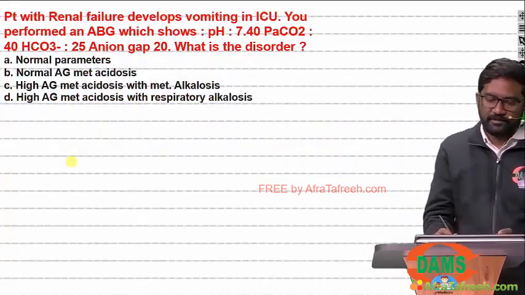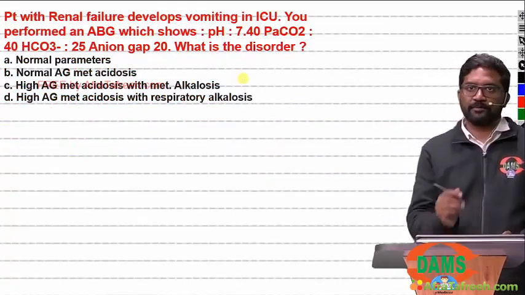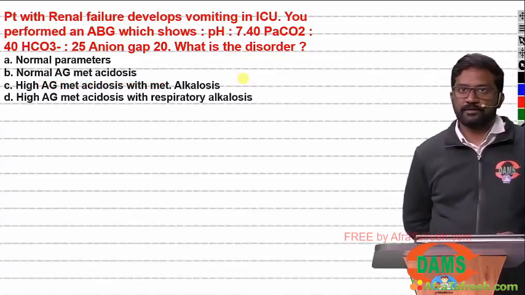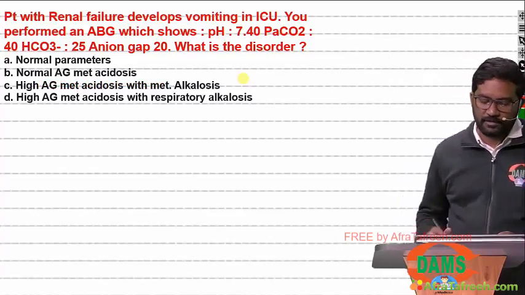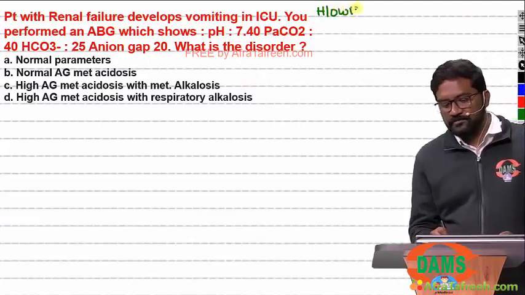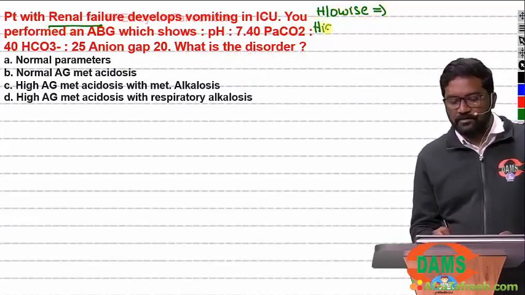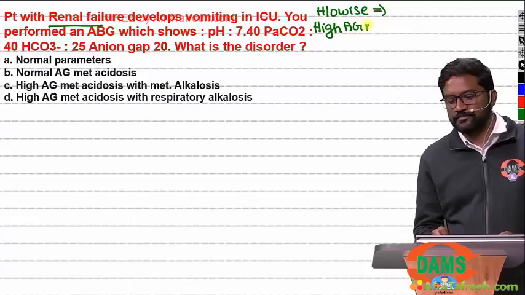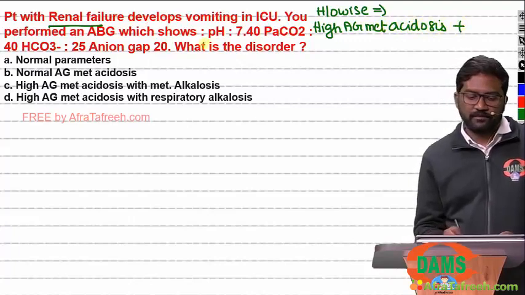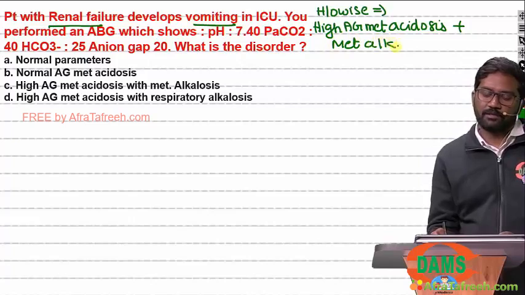Next, a patient with renal failure develops vomiting in the ICU. You performed an ABG and this is the result that you are getting. What is the disorder? Now first of all, let us see the history-wise approach. This patient has renal failure. What can renal failure cause? High anion gap metabolic acidosis, and he is having vomiting. What can vomiting cause? Metabolic alkalosis.